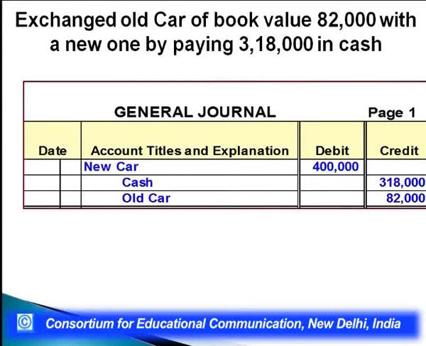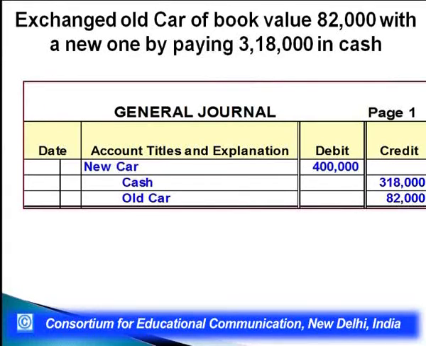So the rule of real account is debit what comes in, credit what goes out. Since the new car is coming in, it would be debited. Since the old car is going out, it would be credited. So 82,000 is clear, and it's a good example of a composite entry, because all three parts of the transaction pertain to one transaction on one date.